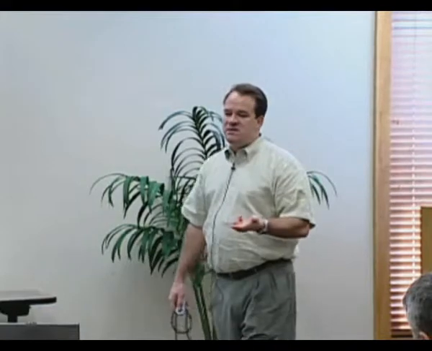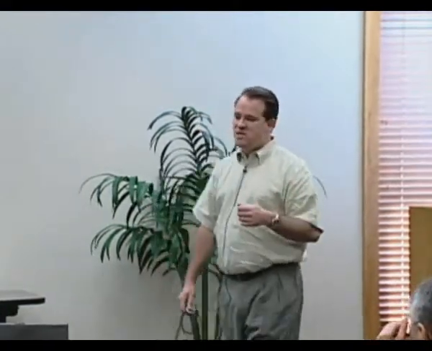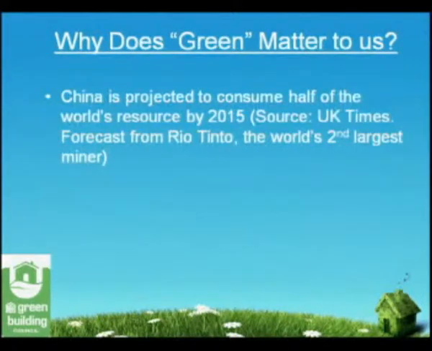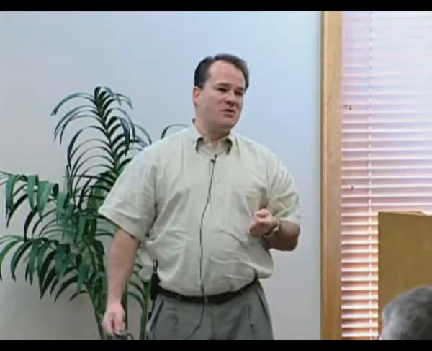In the 1950s, the population of the world was about 2.6 billion people. Like I said, it's 6.7 billion now. By 2050, the UN predicts a global population of 9.2 billion. That means in about 100 years, we've more than tripled our global population. China is also projected to consume half of the world's resources by 2015. So conservation is going to continue to be a key element and very important to us as we grow through the next 10 and 20 years.